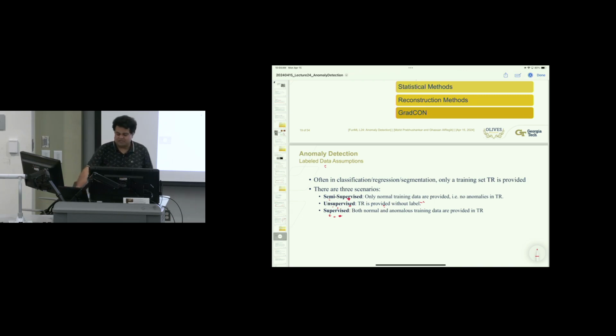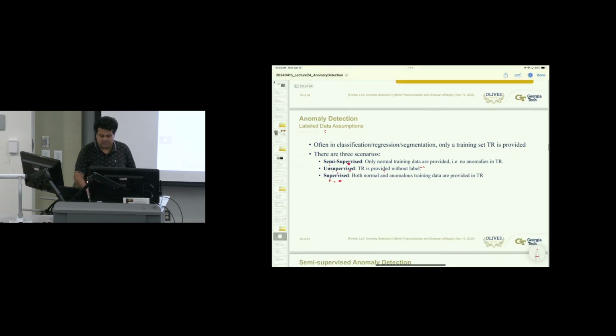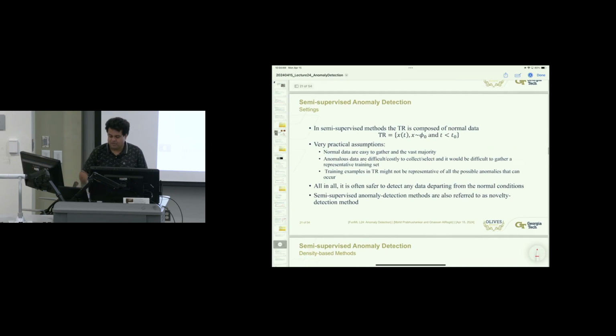Any questions about the setting itself, what the difference is between these two things? It's very important to differentiate them from the classification settings and to know what exactly the difference is. All right, so yes, question.